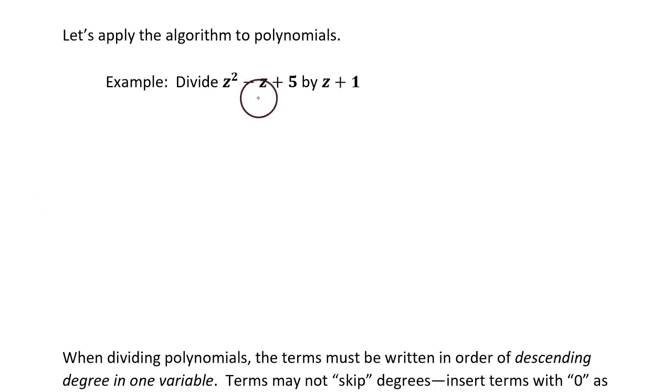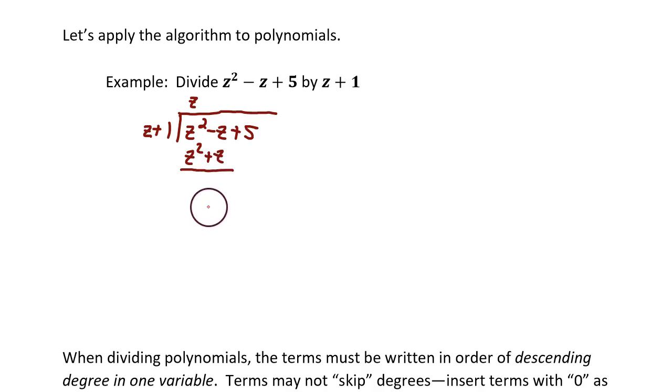Divide z squared minus z plus 5 by z plus 1. The first thing to do is to write this in a long division bracket. We want to divide z plus 1 into z squared minus z plus 5. z times what makes z squared? Well, that's z times z. Then multiply what you wrote up here by the number out front and write it down underneath your polynomial. z times z is z squared. z times 1 is positive z.